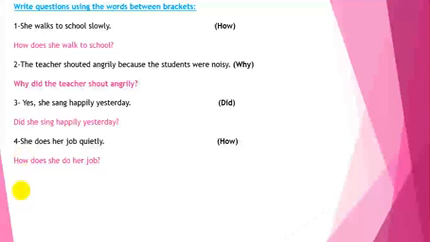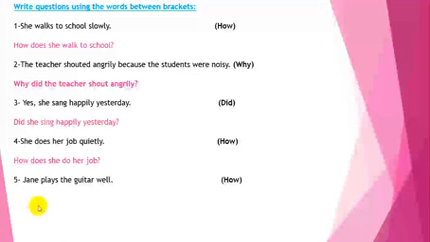Okay? Number 5. Jane plays the guitar well. I want to ask the way Jane plays the guitar. Yeah, it's in the present simple, so you'll use does. How does Jane play the guitar?